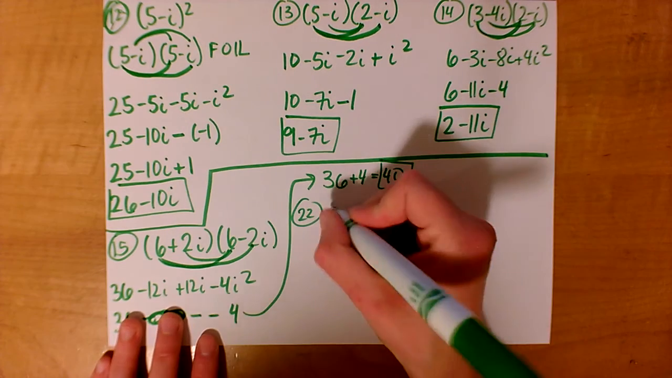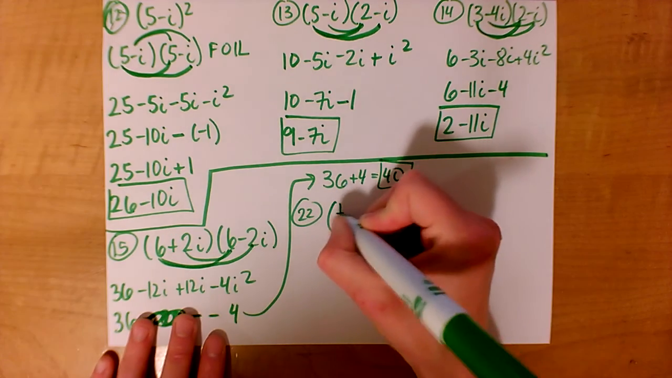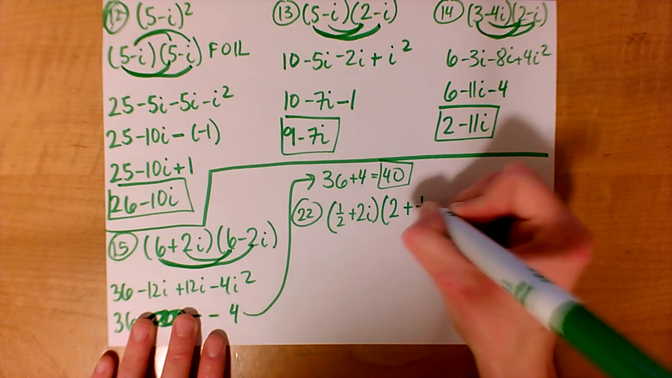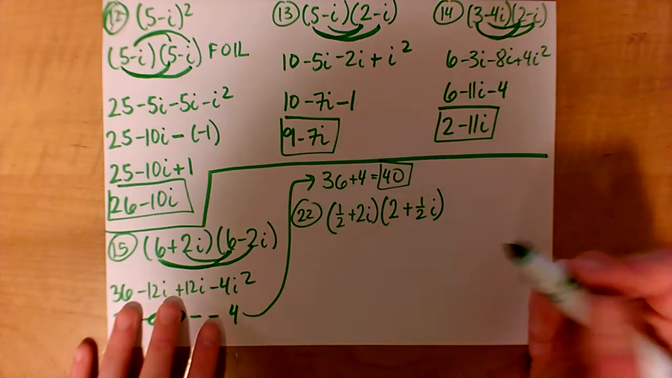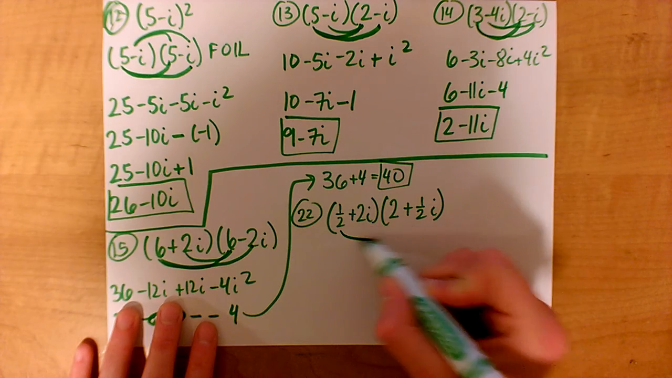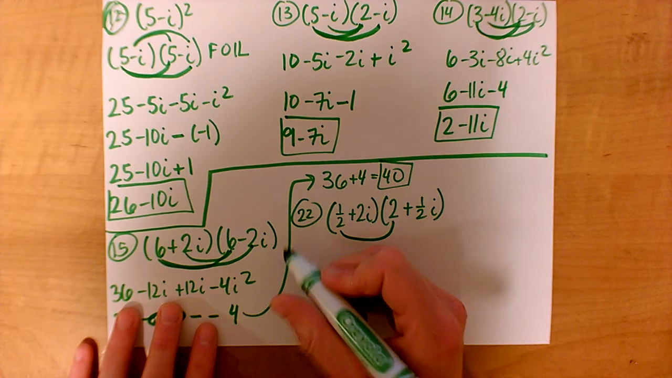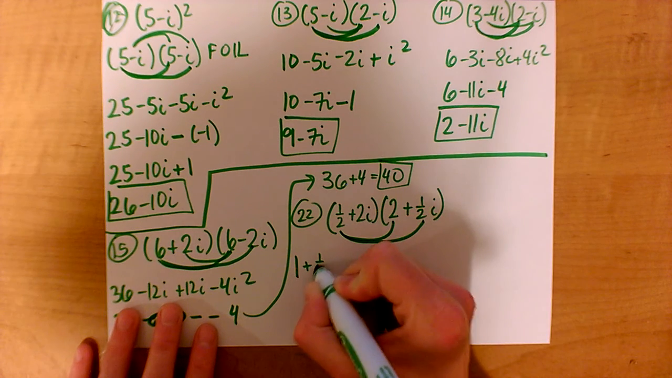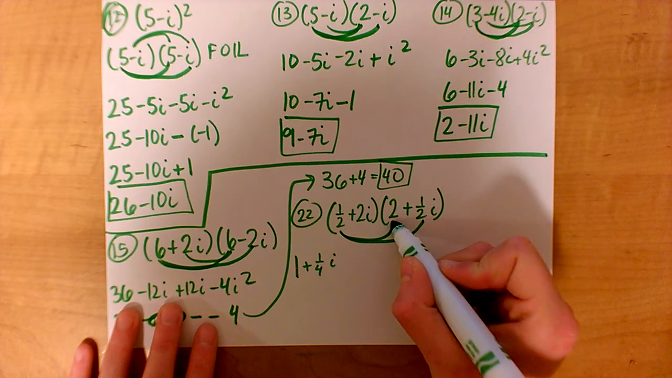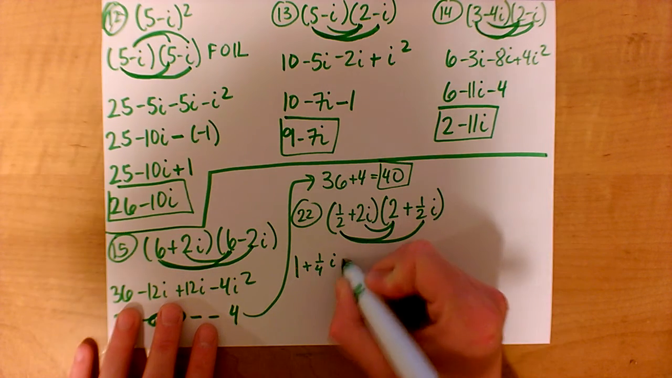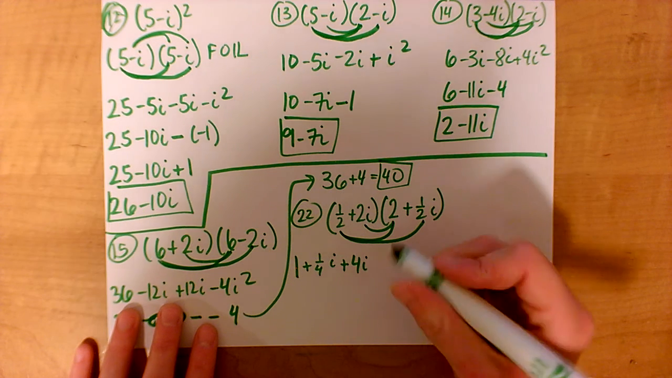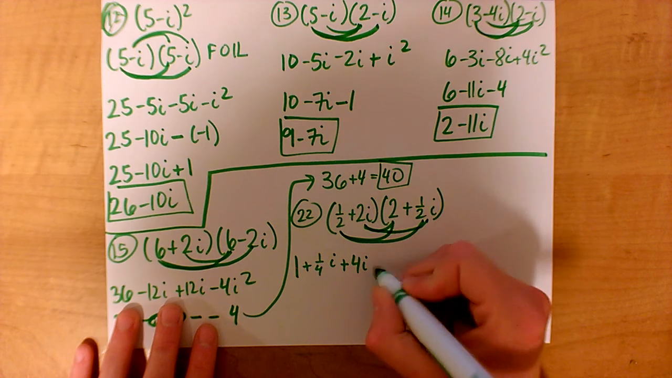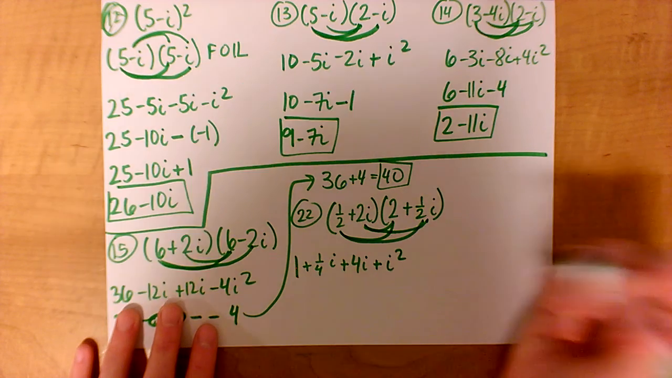We've got fractions. So for 22, I have 1/2 plus 2I times 2 plus 1/2I. Okay, so if we multiply the firsts, 1/2 times 2, well, that's just 1. My outers, 1/2 times 1/2I, so that'll be plus 1/4 I. My inners, 2 times 2I, that'll be plus 4I, and then my last, 1/2 I times 2I, well, 1/2 times 2 is 1, so that's going to be plus 1I squared.